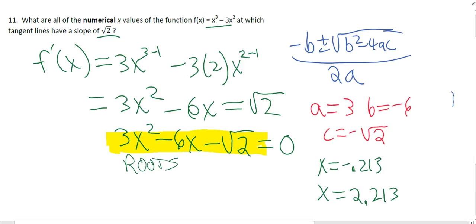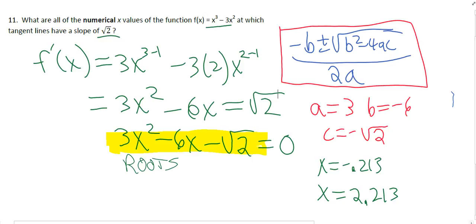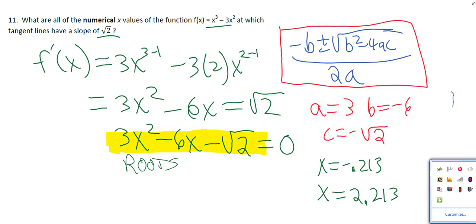Alright, hopefully this was helpful. You certainly could have used the quadratic formula to find your two x values just the same way. But I think the graphing calculator might be a little quicker in this problem. So anyway, hope this helped. Best of luck on the rest of this.